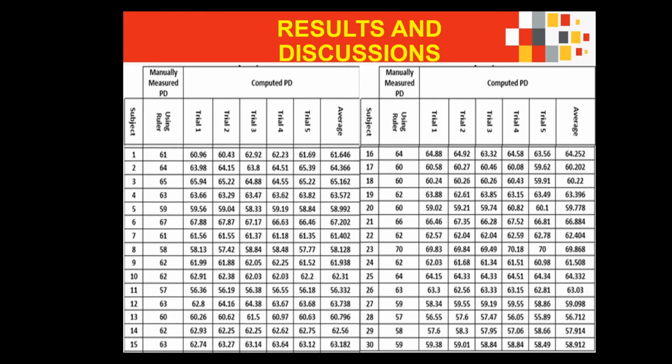As you could see, we would have a very small difference between the manually measured pupillary distance and the computed pupillary distance. Also, it is worth noting that this is in terms of millimeters. So what we're seeing, for example, in subject 1 is that the manually measured pupillary distance would be 61 millimeters, while the computed average of the subject's pupillary distance would be 61.646. So we only have a difference of 0.646 millimeters between the two readings.